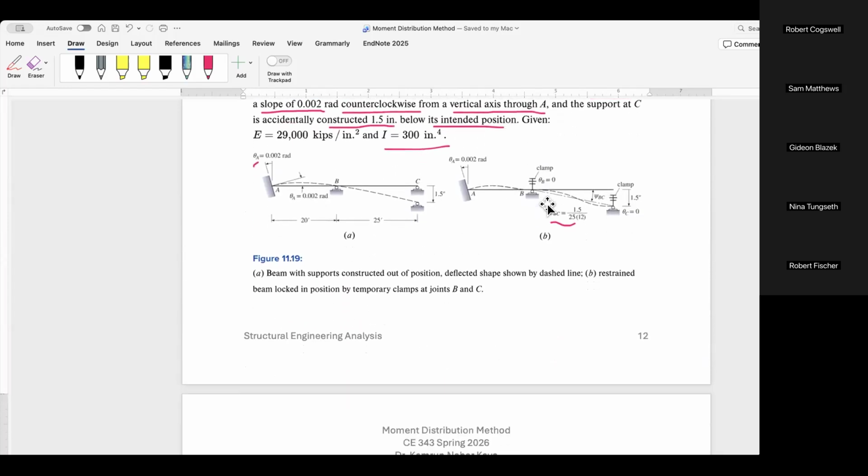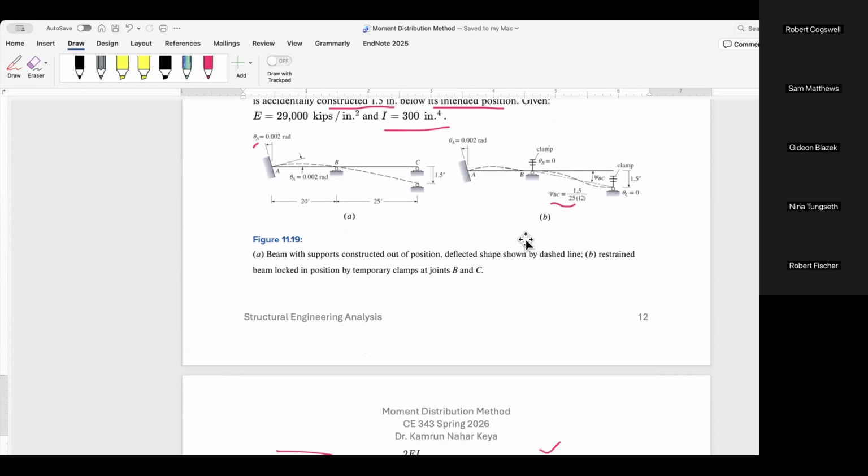Okay. Yeah, I need to add that equation. Oh yeah, I will add that equation later and upload it. Okay. Sounds good. Thank you for asking. I forgot that.